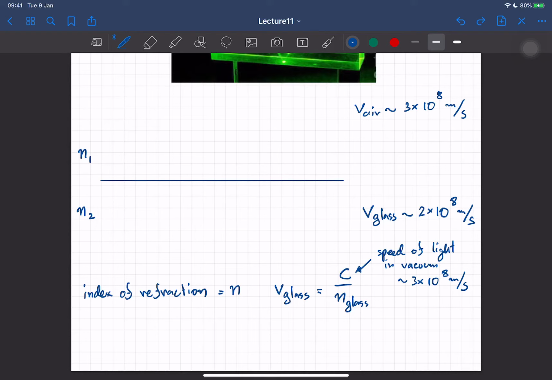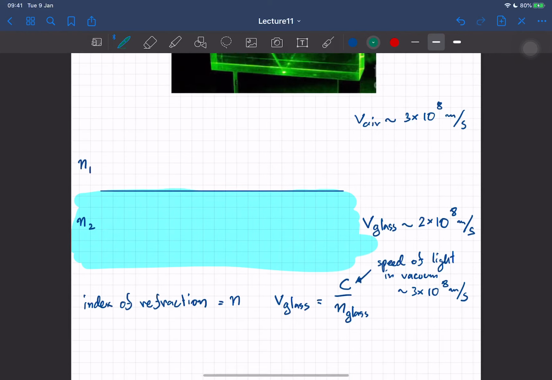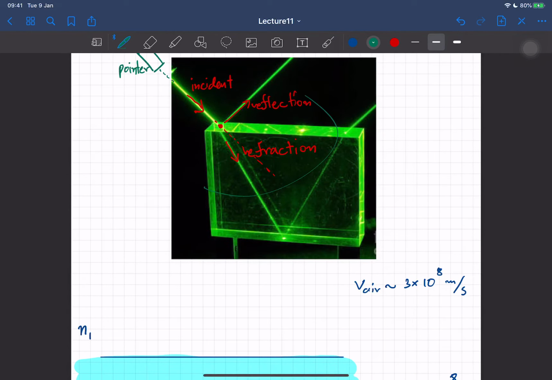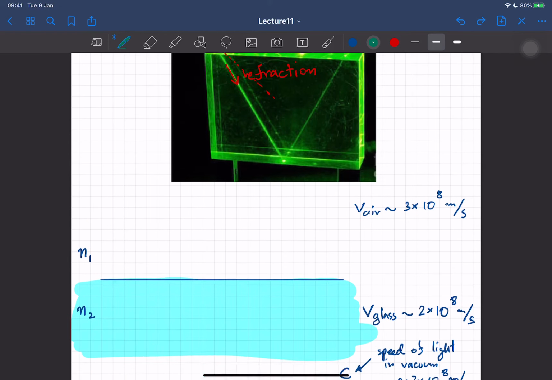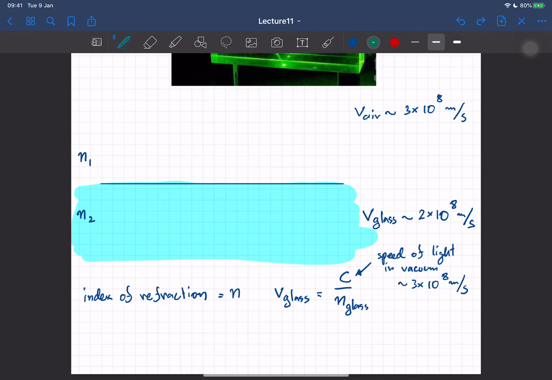Just to be a little bit easier to look at, let's put in some color so we can distinguish the two sides like this. Okay, and what do we have? Well, let's say we shine in a laser light, just like what we had in this picture.